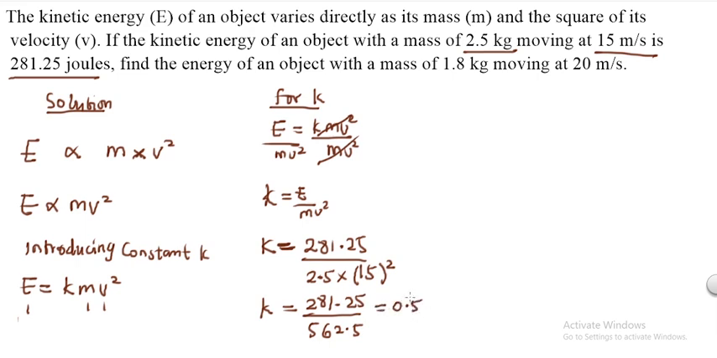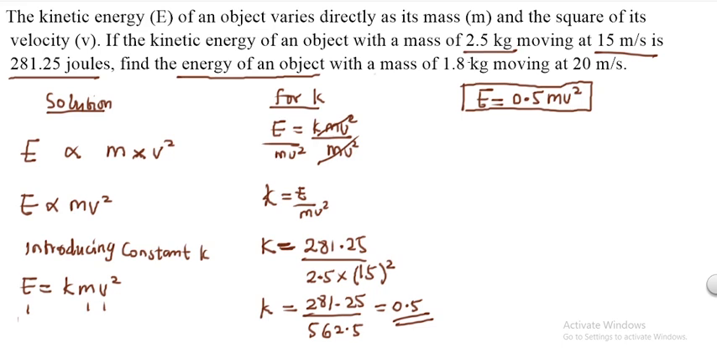So now that I have my value of K as equal to 0.5, I pick 0.5 and plug it back into this equation, so that my energy is equal to 0.5 mv square. This is the equation I'll be using to solve this question. So the question we're actually told to find here is the energy of an object with a mass of 1.8 kilogram moving at a velocity of 20 meter per second.